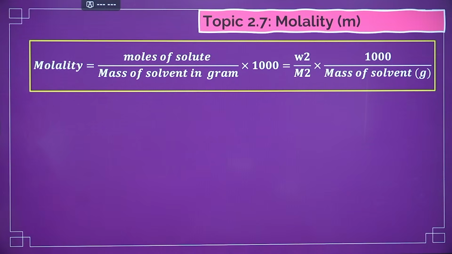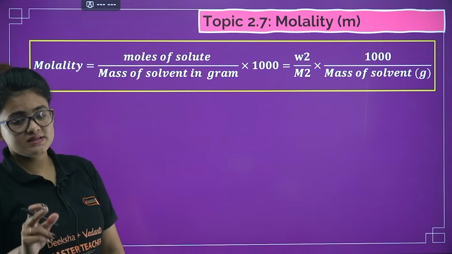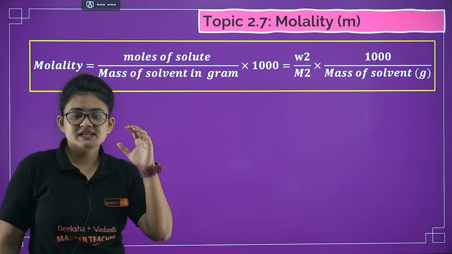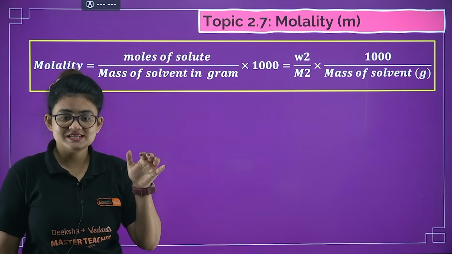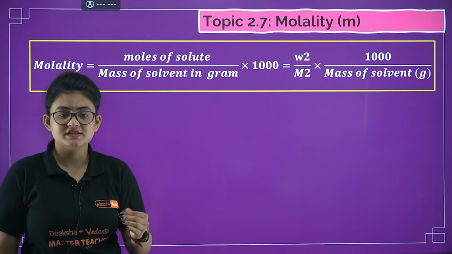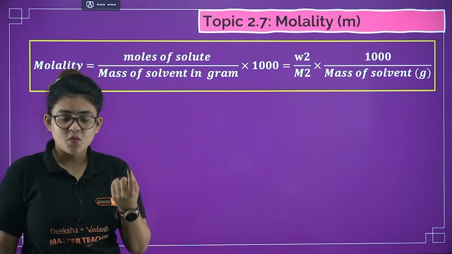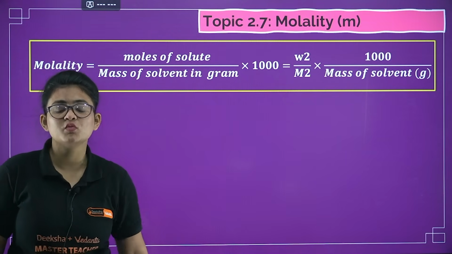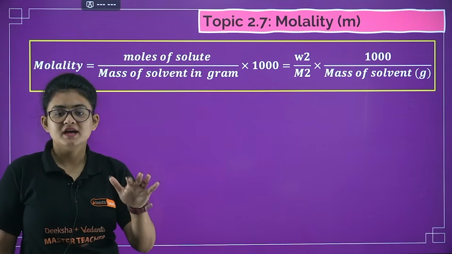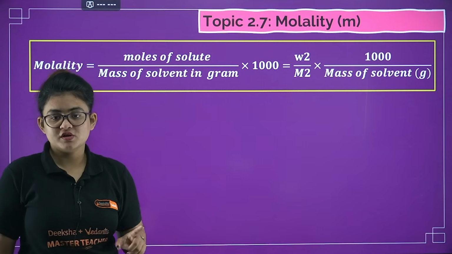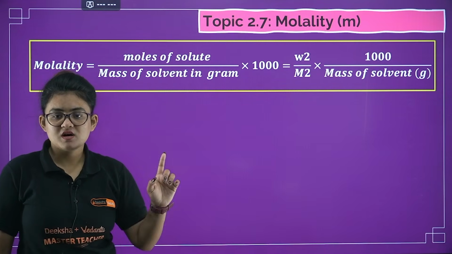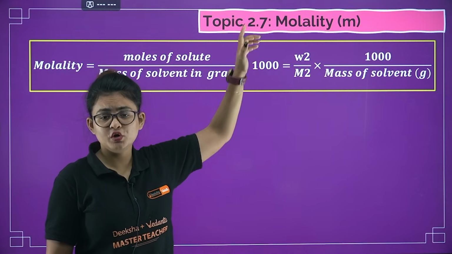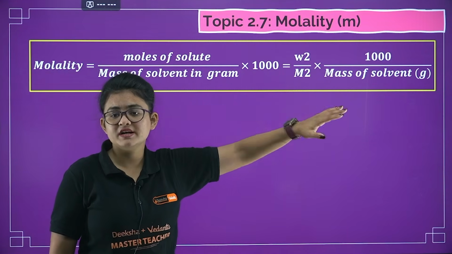Here you can see this is molality. So the main difference is in the denominator part. Molality is basically the moles of solute present in the mass of solvent. In 1 kg of solvent, how many moles of solute is present, that is your molality. So in the denominator you have to take the mass of solvent. In a similar way, moles you can split into W2 divided by M2, into 1000 divided by the mass of solvent.